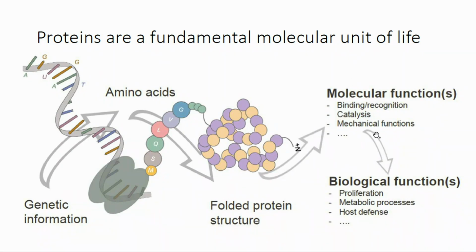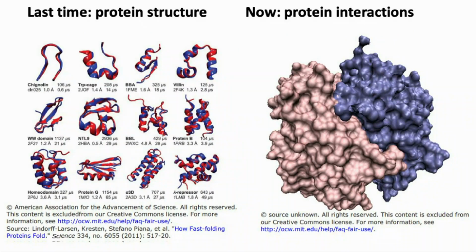So a lot of the molecular functions and biological functions, for example proliferation or metabolic processes or just signaling pathways, rely on the interactions between proteins. So from the last time, we were mostly focusing on if you give me a single chain, here I mean one connected polypeptide, which usually folds into a single domain or a single unit of the protein. From this lecture on, we're going to talk about protein interactions, which involve multiple chains of proteins, where we can consider multiple subunits.